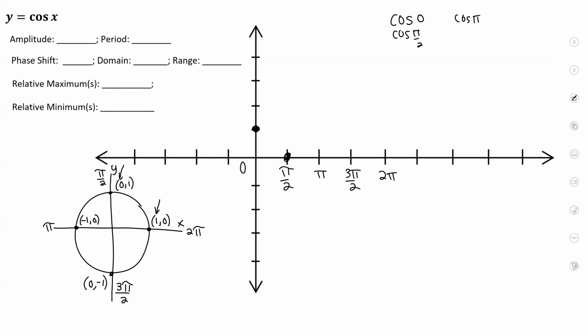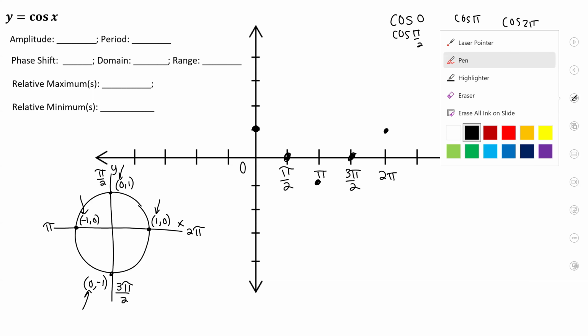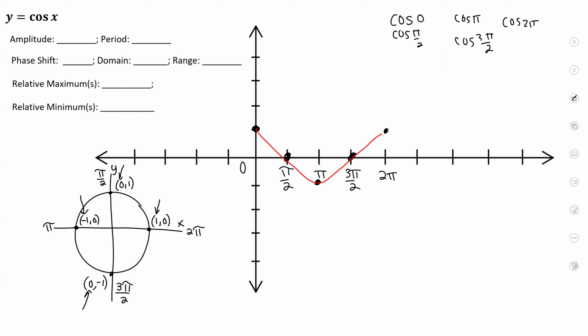Cosine of pi. Look at your unit circle. The x value is -1. So pi is at -1. Cosine of 3 pi over 2. The x value is 0. So you should be back at 0. And then cosine at 2 pi, your x value is 1. So that will be at 1. So that means your cosine graph looks like this. And if you wanted to do another loop around the unit circle, it will just keep going like that, and also this way. So that is what the cosine function looks like.